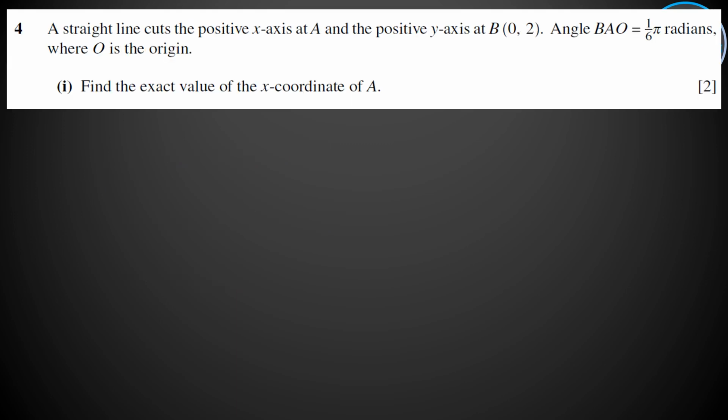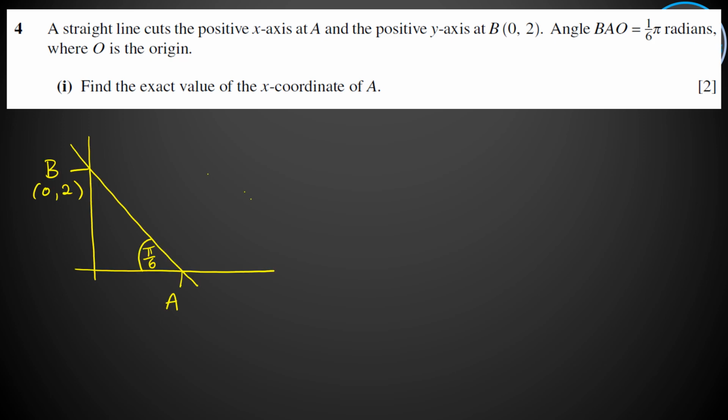So we're going to start by drawing a picture of what we're being told in question 4. Once we've got that picture, it's pretty easy to spot the basic trigonometry that we've got going on. So this is a length of 2. We've got an angle of pi by 6. We'll be using tan to work this out. So OA is equal to 2 over tan pi by 6.